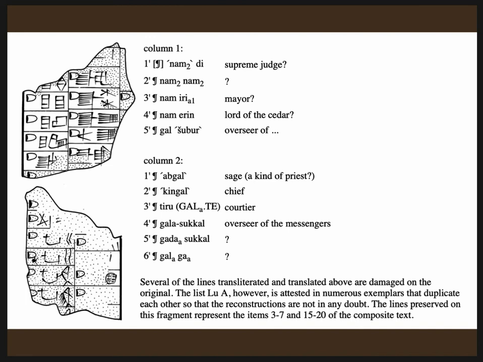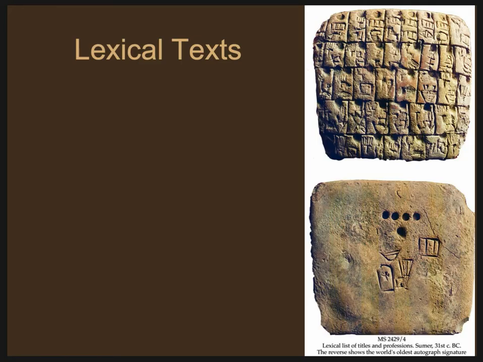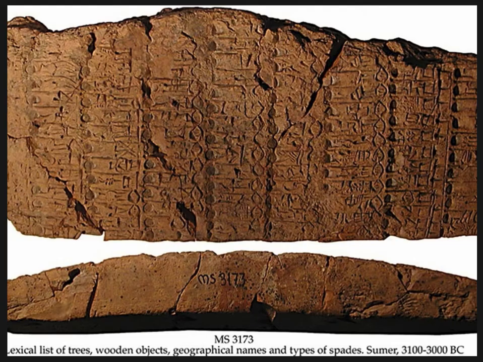That is, you'll have someone who oversees all of these other people, and that person will oversee these people. Right? So it's a very important document in that respect. We also have lexical texts that give us the symbols for other kinds of things.